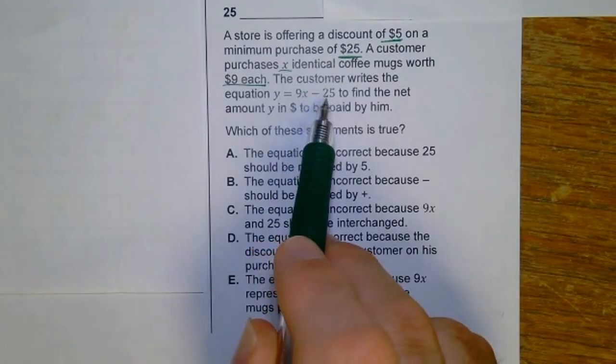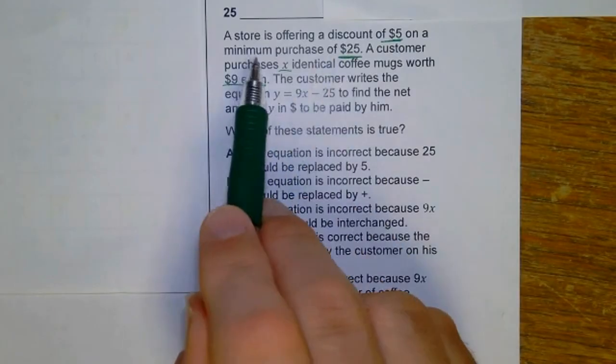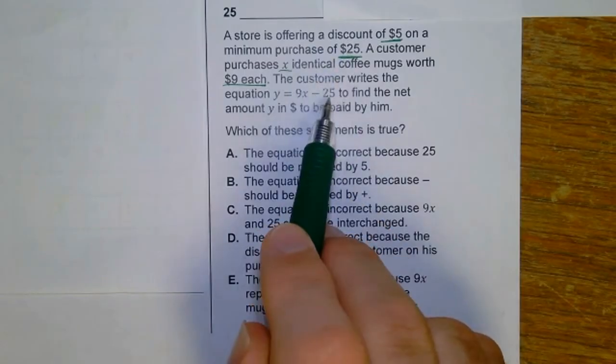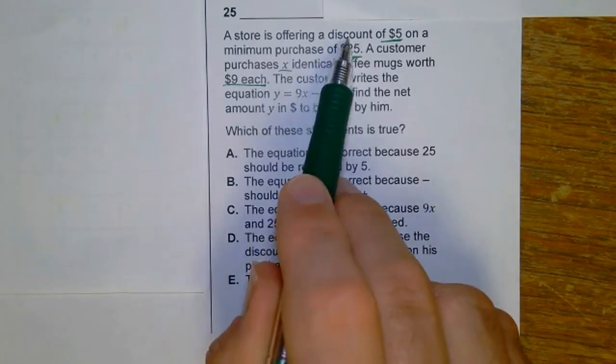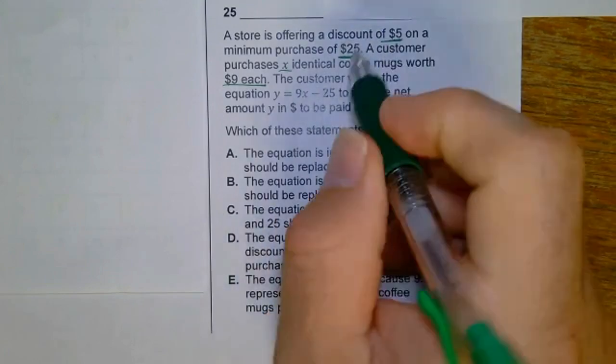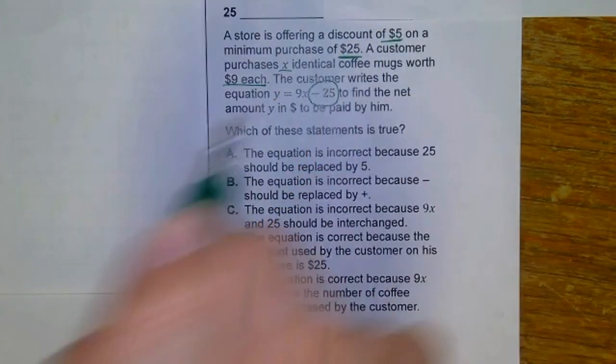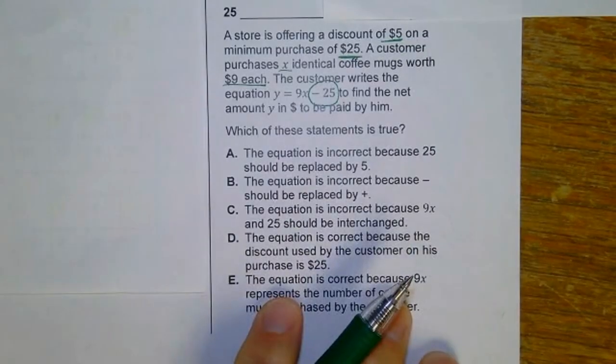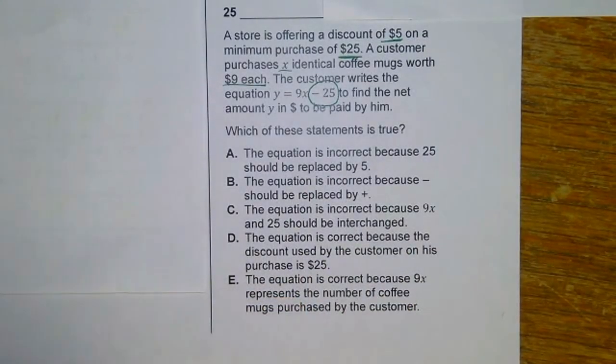That 25, though, it says a minimum purchase of 25. Does that mean they're going to take $25 off the bill? Or what was the discount? So when I read that, I'm thinking about that piece before I've even looked at these statements. And I'm not always going to catch it, but that's it.